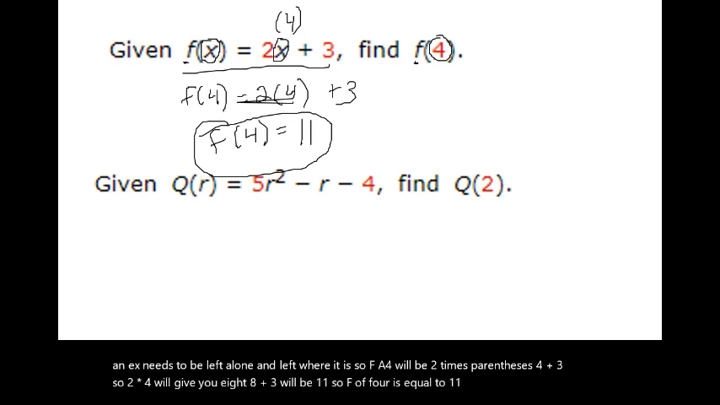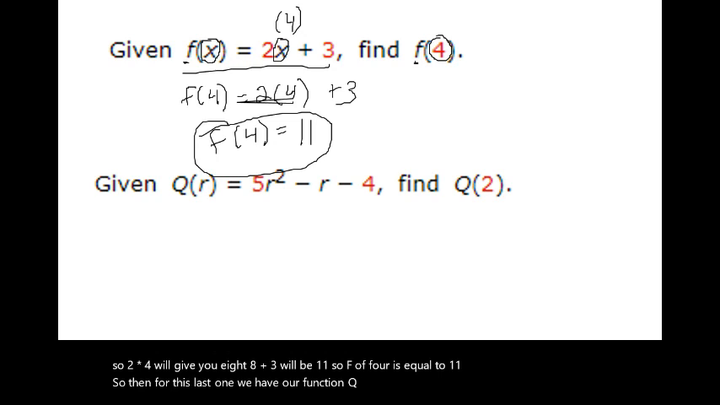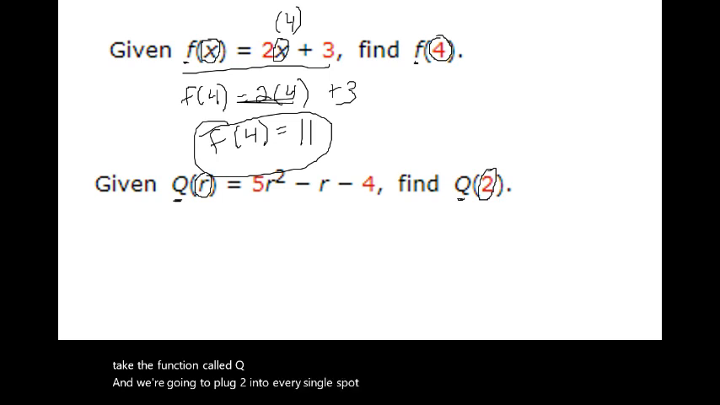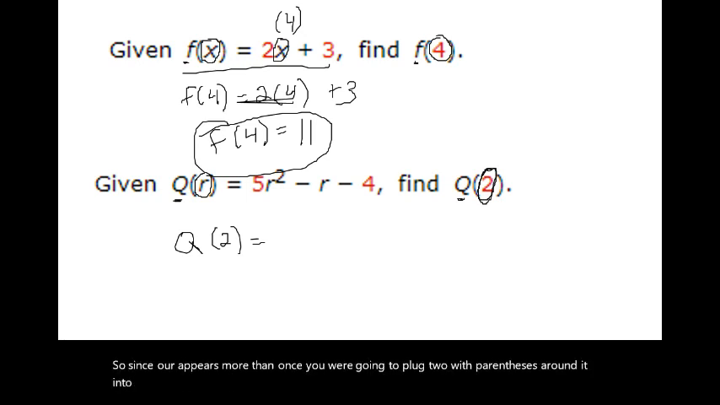For this last one, we have our function q of r equals 5r squared minus r minus 4. The function's name is q, and the input variable is r. When we are finding q of 2, we take the function called q and plug 2 into every single spot we see the variable r. Since r appears more than once, you plug 2 with parentheses around it into every spot where you see r. We plug a 2 in right there and right there. Anything that is not an r needs to be left alone and left where it is.